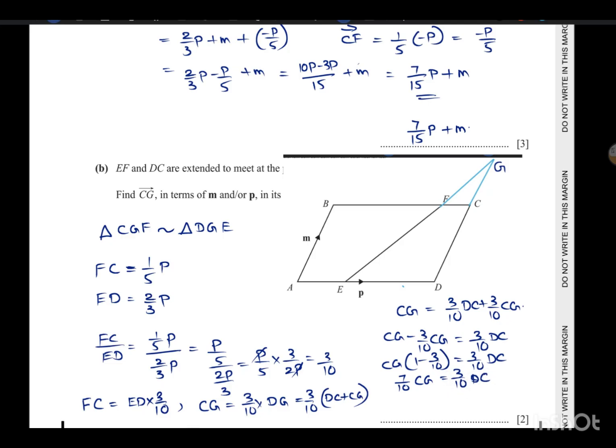Now bring this fraction to the other side, keeping CG on the left side. CG is equal to 3 by 10 into 10 by 7 into DC. The 10 gets cancelled, and you are left with 3 by 7 DC. So CG is equal to 3 by 7 DC, that is 3 by 7 M. So your answer is 3 by 7 M.